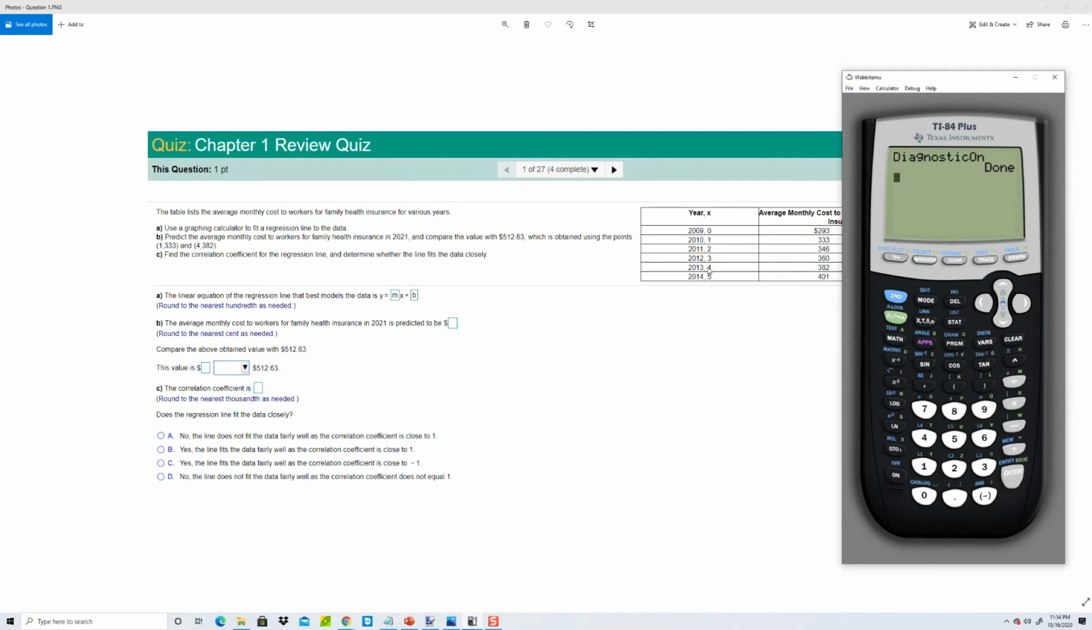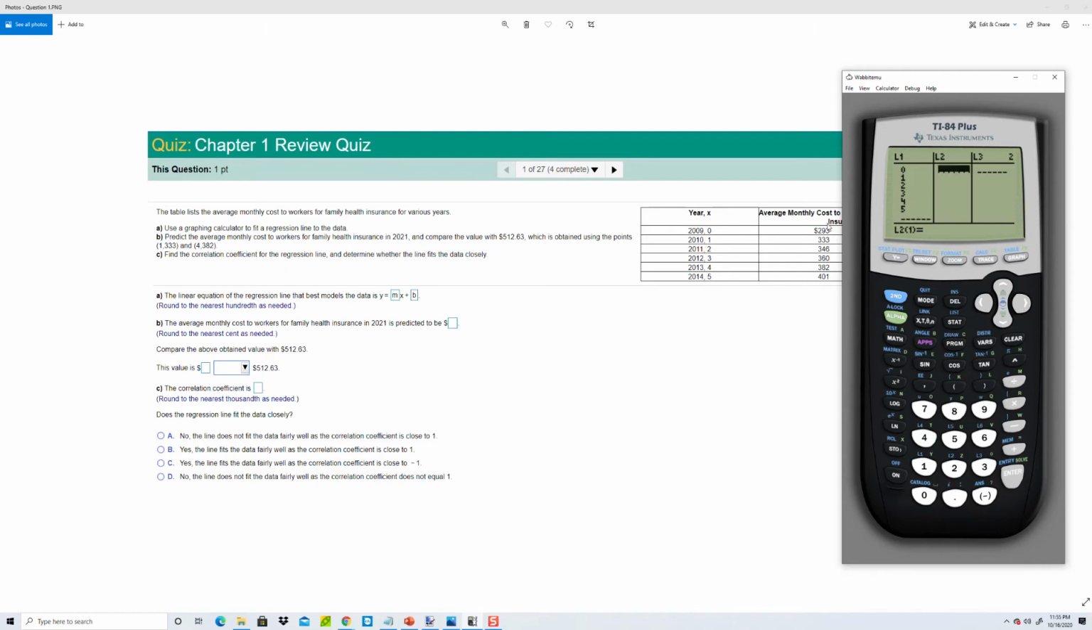Now I need to put these numbers into my calculator, so I'm going to press my stat button, enter on edit. Now if you have numbers here, you probably don't, but if you have numbers there, press delete over and over. And here I'm going to put my x values. I want to put them in L1. So 0, 1, 2, 3, 4, 5, and I'm pressing enter after each one.